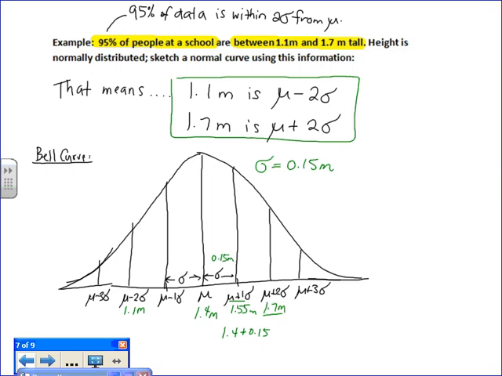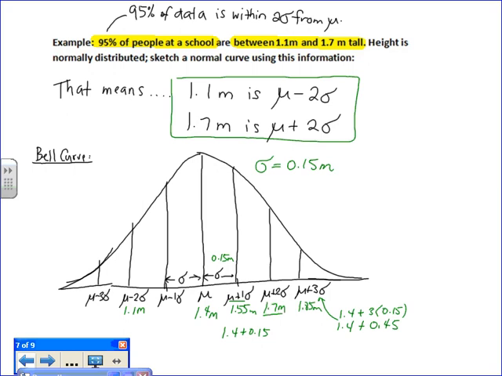And again, if I go 3 standard deviations, right here, that will be 1.4 plus 3 standard deviations. Standard deviation is 0.15, so I get 1.4 plus 0.45, and so 3 standard deviations away from the mean is equal to 1.85 meters. And again, you could go in the opposite direction here too and fill this one out.